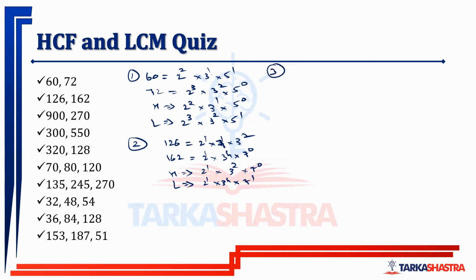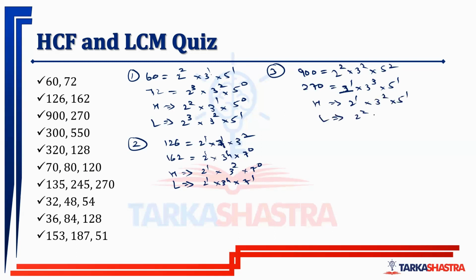Okay. Then comes the third one. Let us try to find out the third one. Third one is 900 and 270. 900 is 9 into 100. So that will be 2 square into 3 square into 5 square. And 270 is 27 into 10. So that is 2 raised to 1, 3 cube into 5 raised to 1. Simple. HCF 2 raised to 1, chota power, 3 raised to 2, 5 raised to 1. LCM, bada power. 2 square, 3 cube and 5 square.